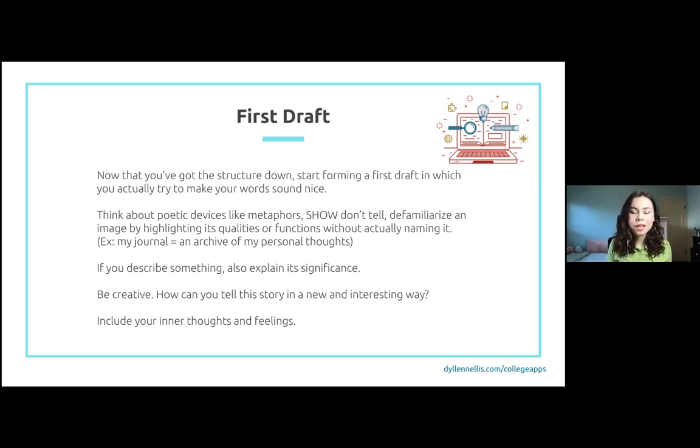And so that can also help you not be so repetitive, because a lot of times people will use the same words. And I never like it when people use the same words over and over, because if you're able to rephrase it in a new way, it sounds so much better. So if you describe something, also explain its significance. And then also be creative. How can you tell the story in a new and interesting way? And of course, include your inner thoughts and feelings.